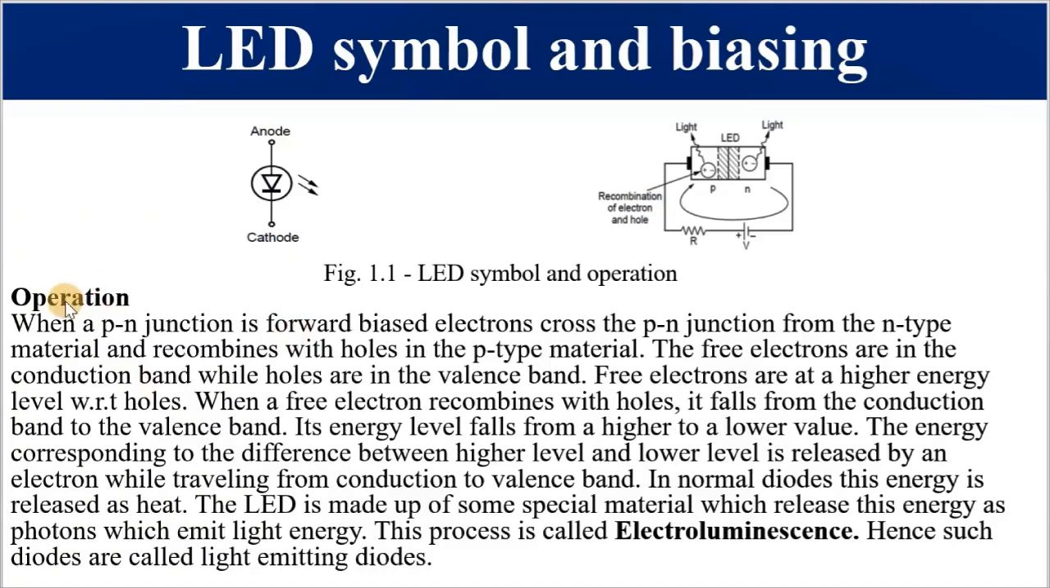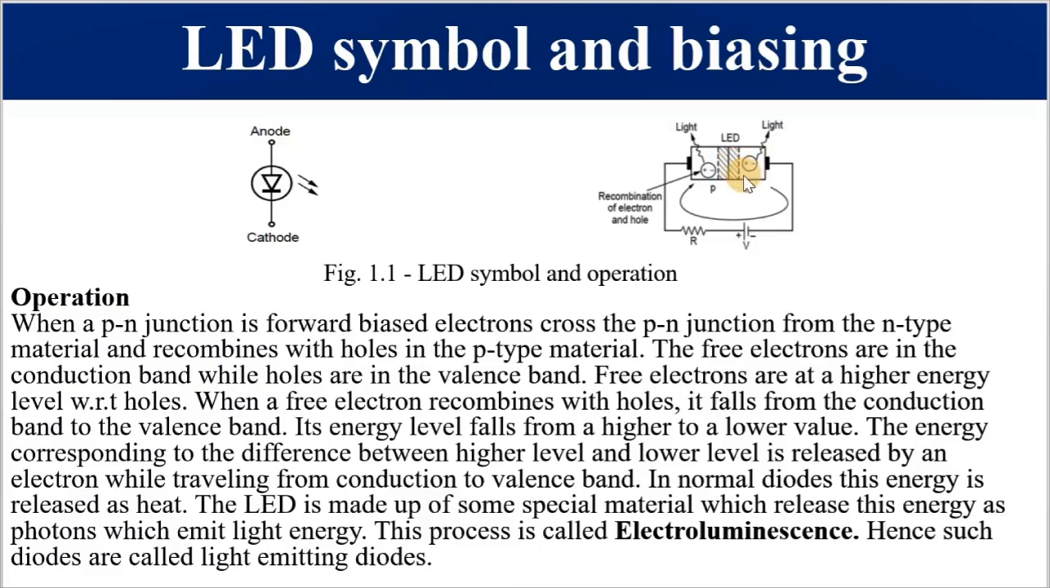Let's go through our literature. We are saying it is forward biased, and when forward biased, we are going to have majority charge carriers crossing the depletion layer. And when they cross, we are going to have recombination. Obvious, this we know.